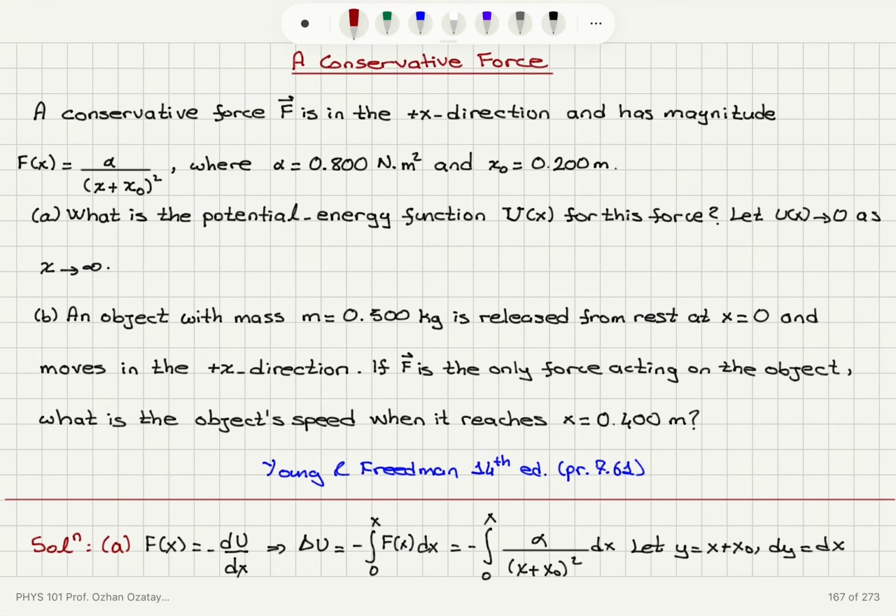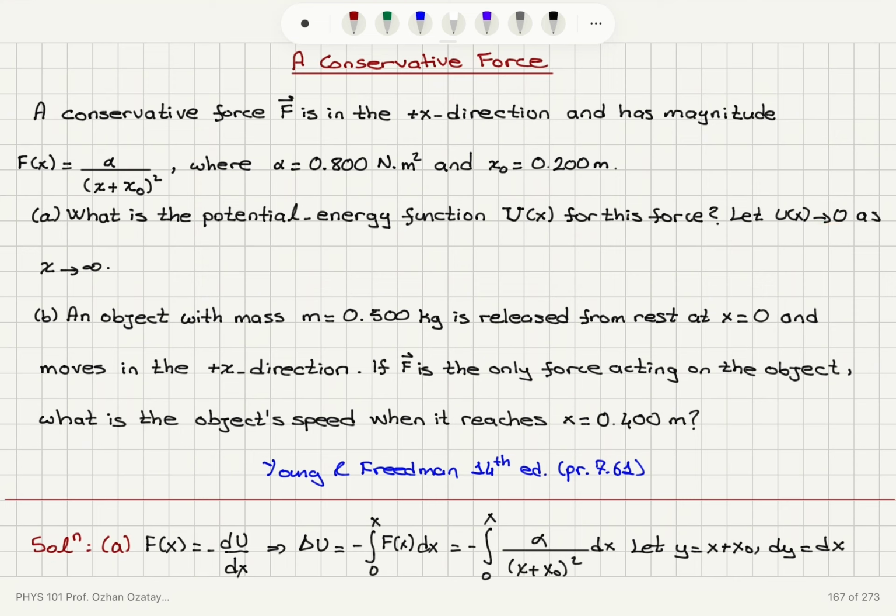All right, so we're given a conservative force, alpha over x plus x0, parentheses squared. This is the spatial dependence of the force. Alpha and x0 are some constants. We want to know the potential energy function for this force, provided that the potential energy is 0 at infinity.